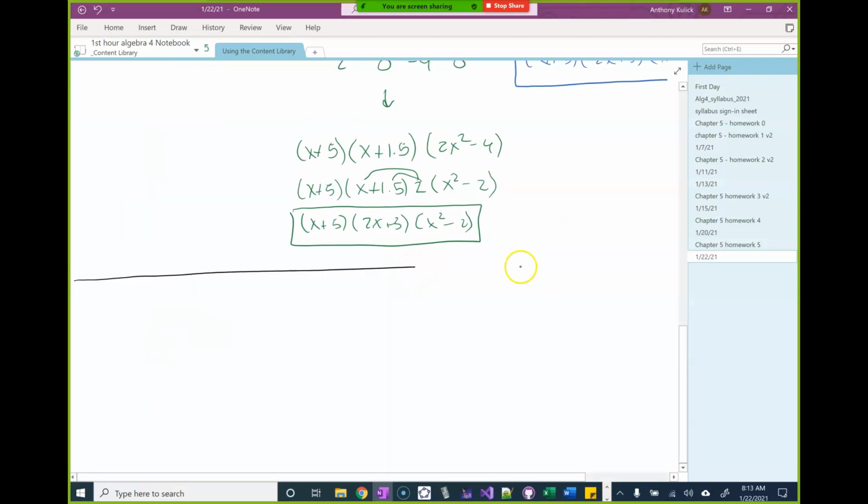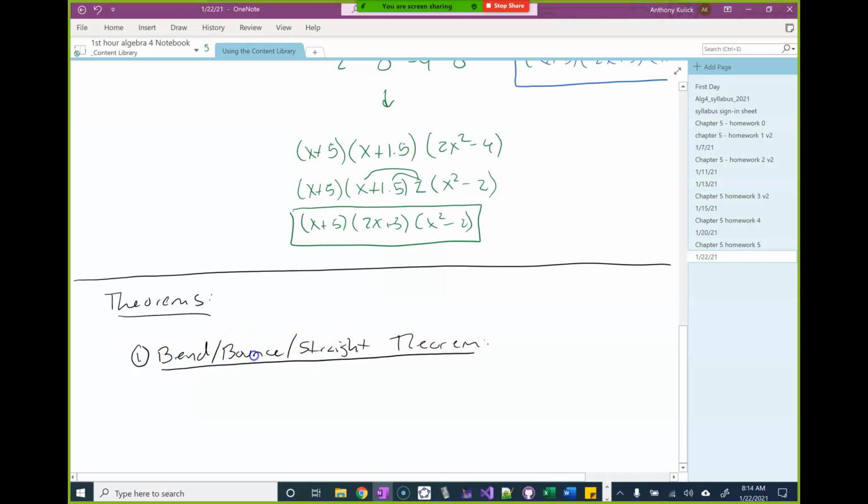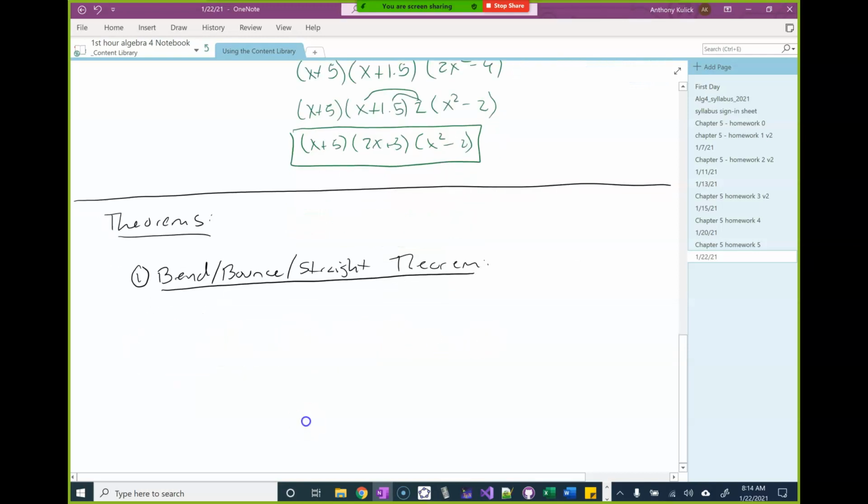The first is one I call the bend, bounce, straight theorem. And what the bend, bounce, straight theorem is going to tell us about is how many times a particular factor could be used.